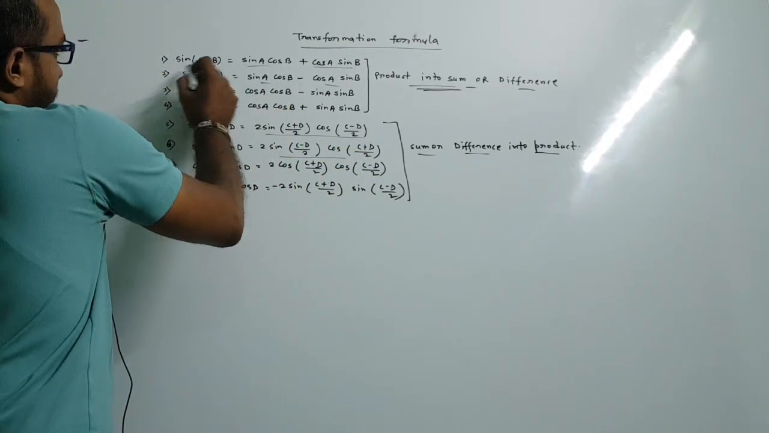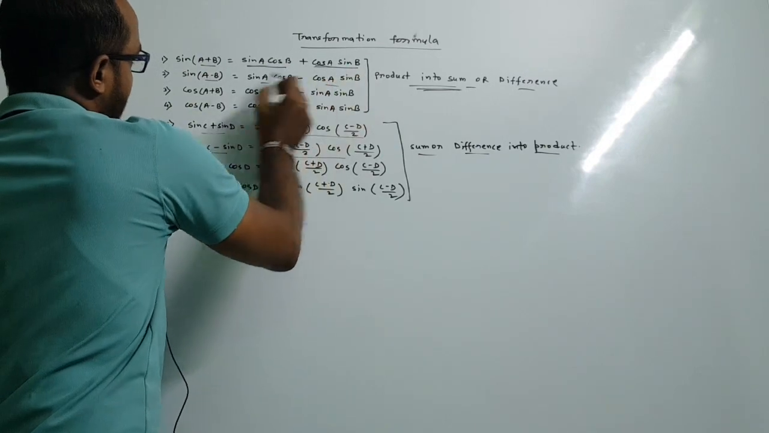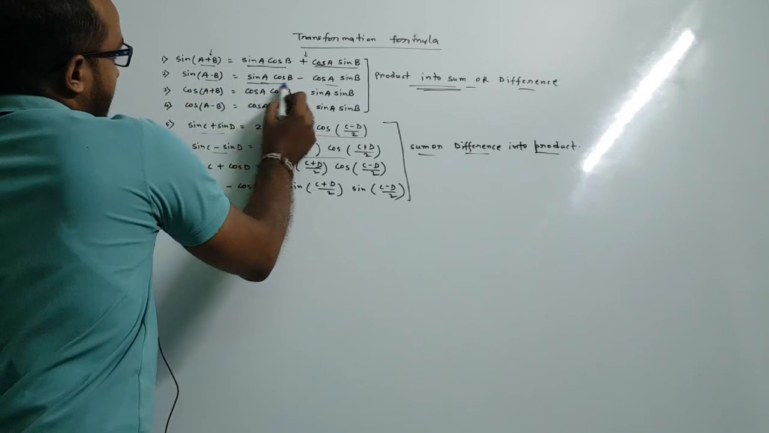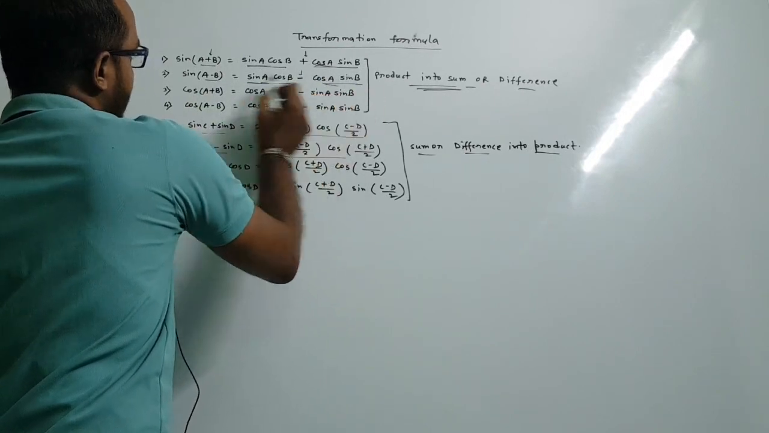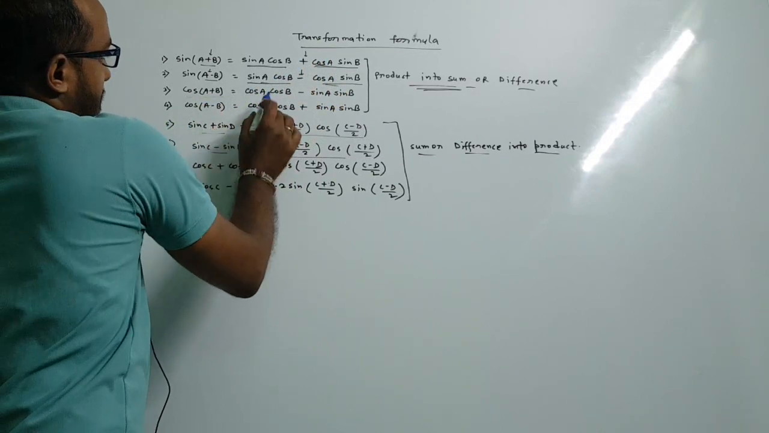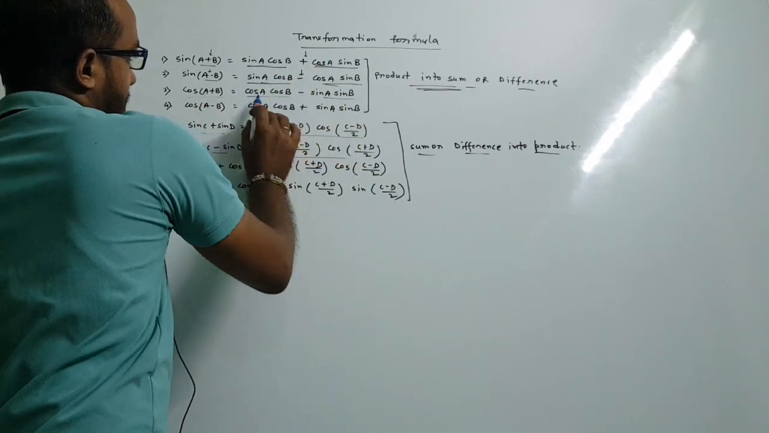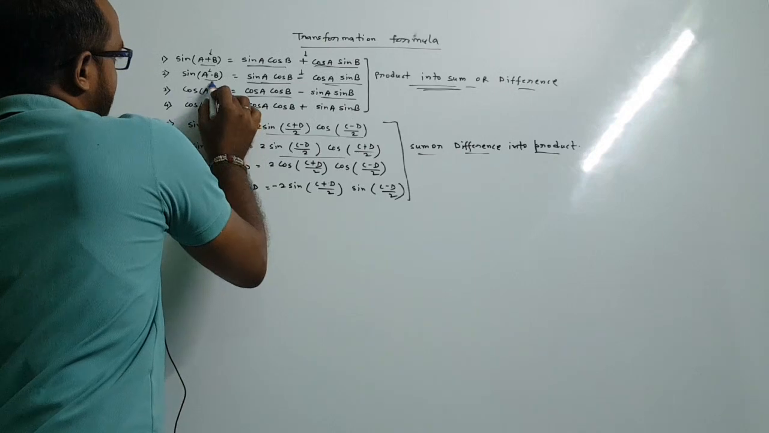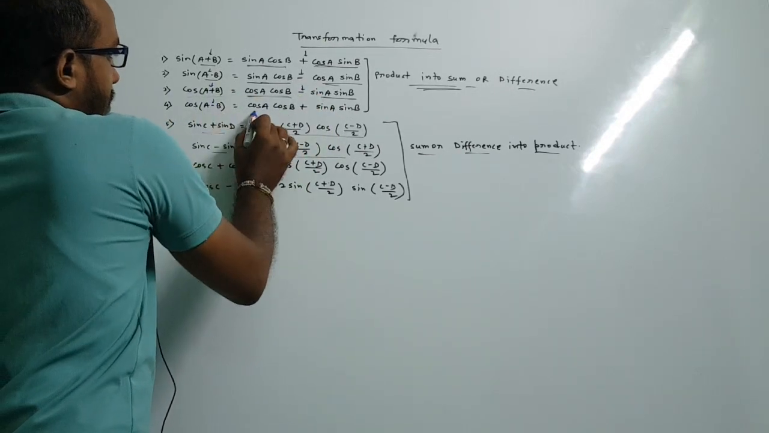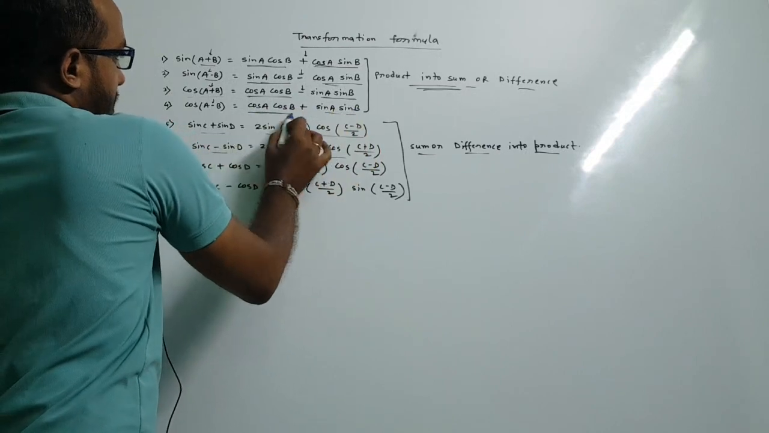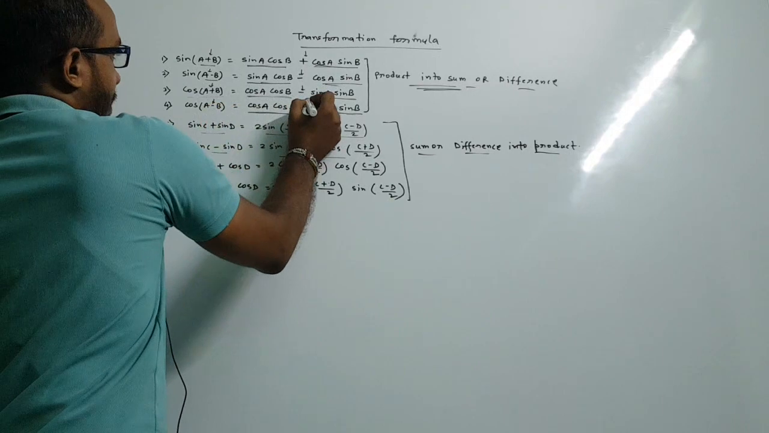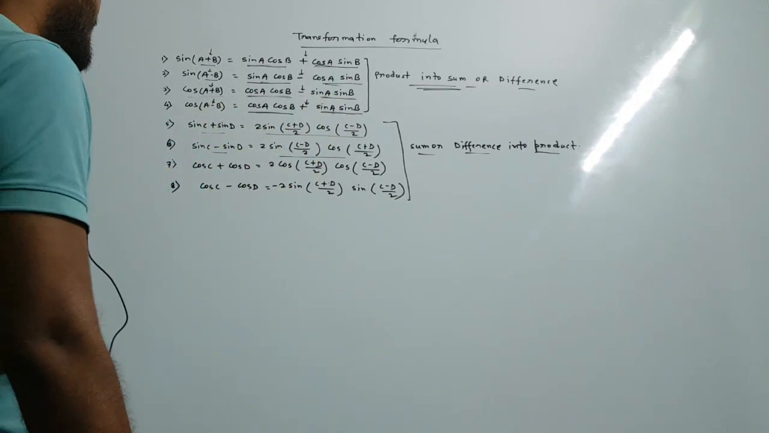Sin of a plus b is sin a cos b plus cos a sin b. When there is plus, here will be plus. Sin of a minus b would be sin a cos b minus cos a sin b. When there is minus, here will be minus. Cos of a plus b, both are cos and both are sin: cos a cos b minus sin a sin b. When there is plus, here will be minus. Cos of a minus b, both will be cos and sin: cos a cos b plus sin a sin b. When there is minus inside, plus will be outside.